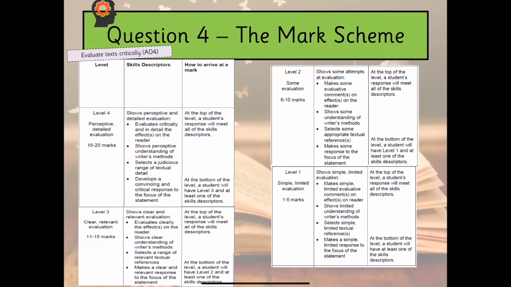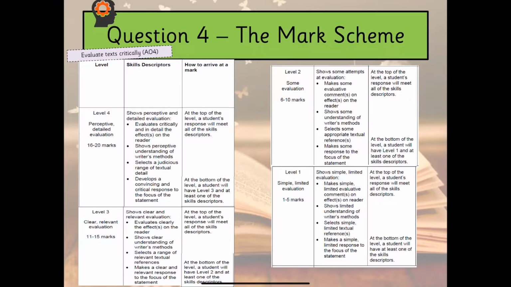Level 1, simple, level 2, some, level 3, clear, and then level 4, perceptive. Those are the kind of key terms that an examiner will use when they're reading an answer to ask themselves whether the answer belongs in a particular level. So the first major difference with question 4 is that obviously we're looking at a different skill. This time we're assessing AO4.